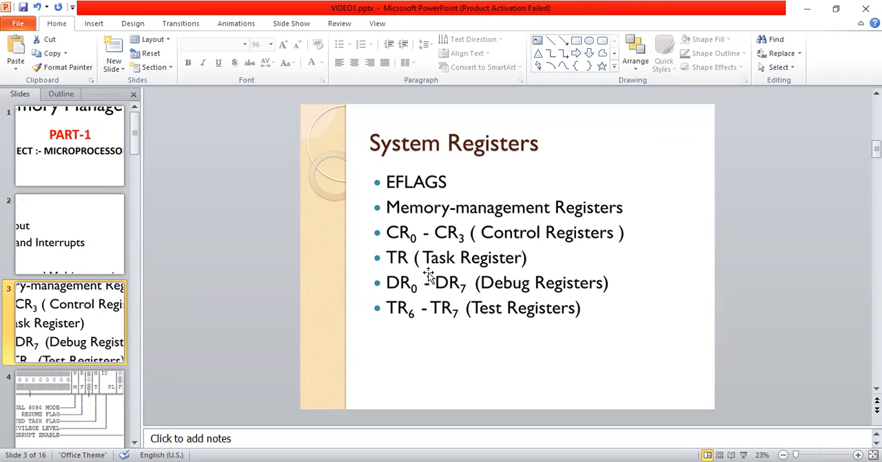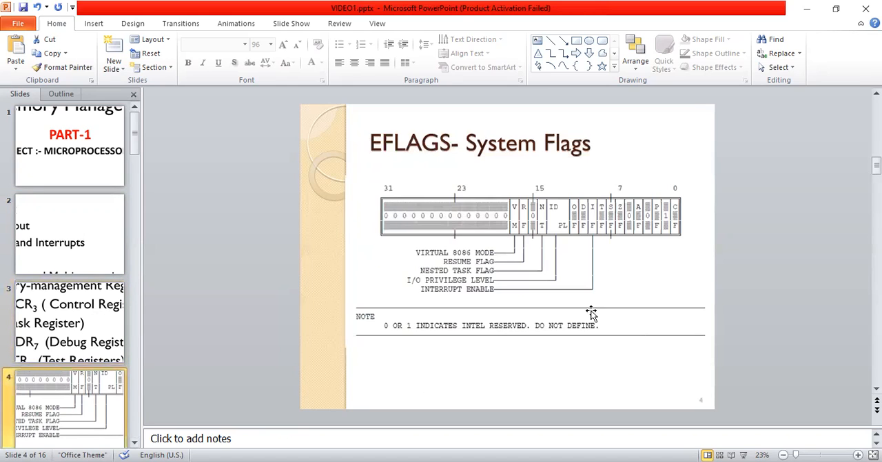Flags, memory management registers, CR0 and CR3, meaning control registers, task registers, debug registers, and test registers. These are some of the system registers. We will see the system flags.